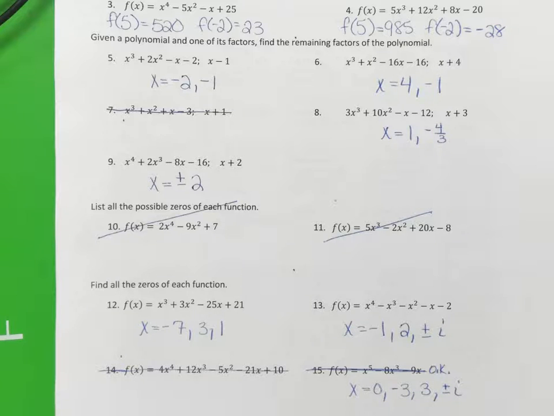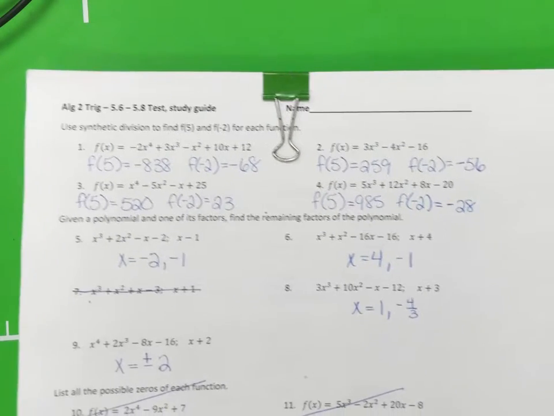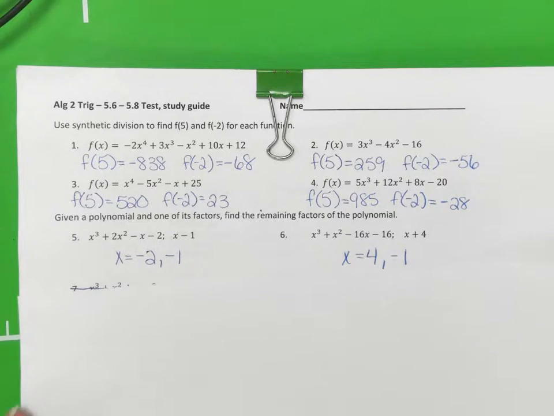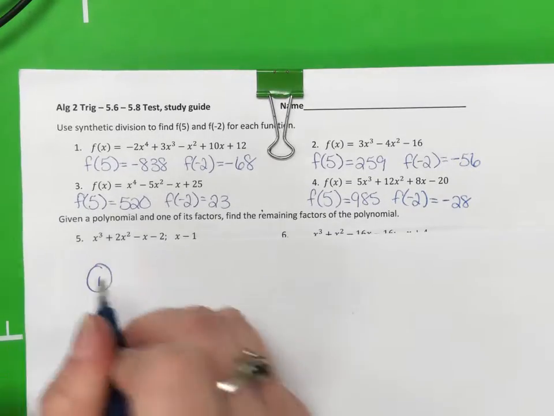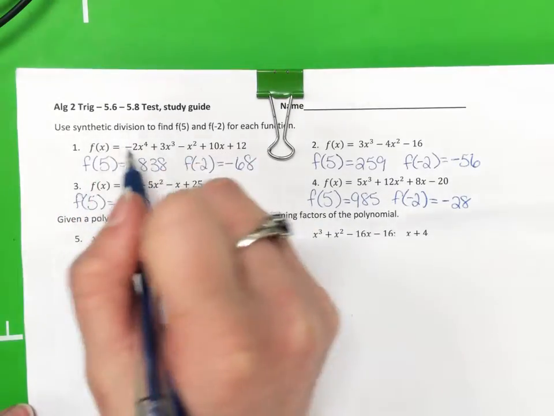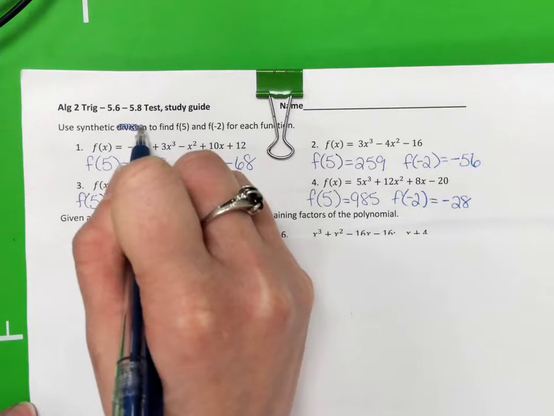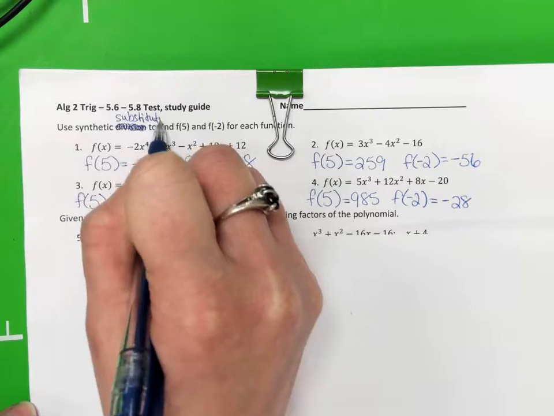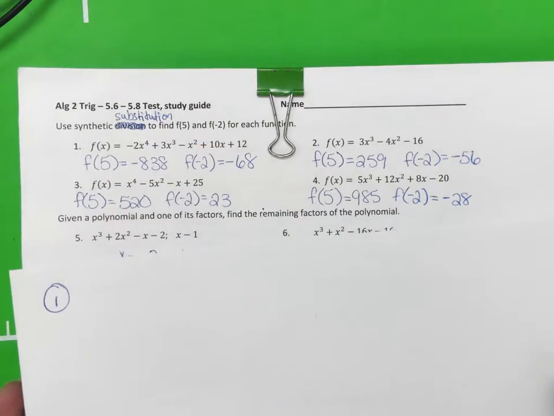All right, let's do one from each section. What about number 1 through 4? Which one of those do you want me to do? Pick one. 1? Okay, so what did the directions say to do on number 1? Use synthetic division. That should say synthetic substitution, not division. Good grief. Holy moly. Didn't even notice that.